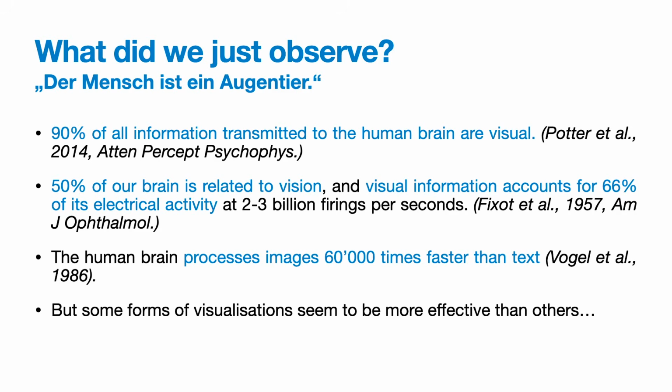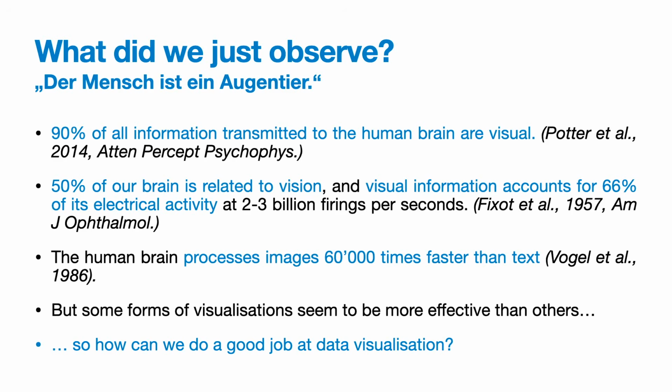Okay, but apparently some forms of visualization seem to be more effective. I hope you have also seen that when I showed you the colored version of the Jon Snow map, it was way easier to instantly see where the action is happening, because the red in front of the light blue-gray background quite literally jumped out at you.